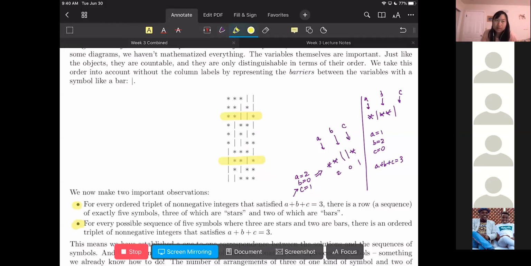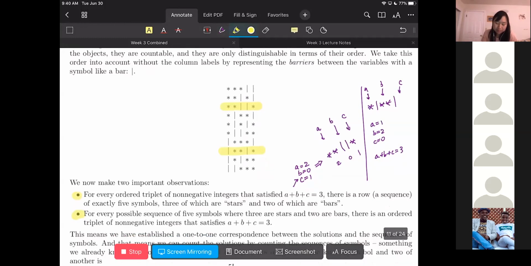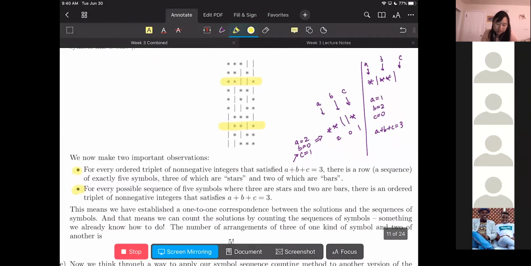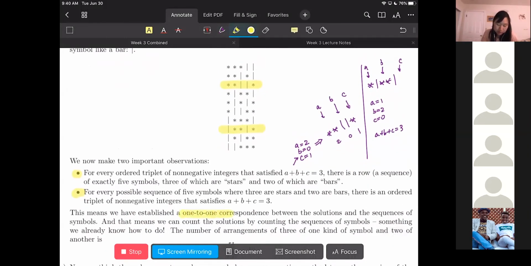So if both of these are true, then what we found here is what we call a one-to-one correspondence between the solutions of a plus b plus c equals 3 and the sequence of symbols of 3 stars and 2 bars. And with a one-to-one correspondence, that means we're actually counting the same number of things.